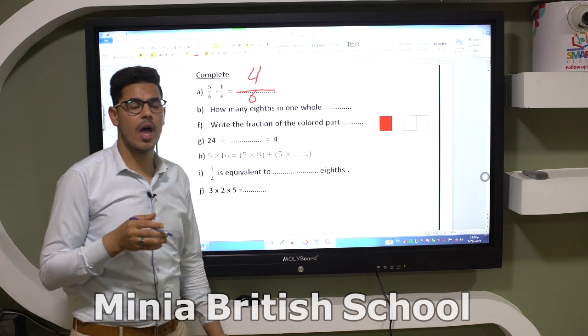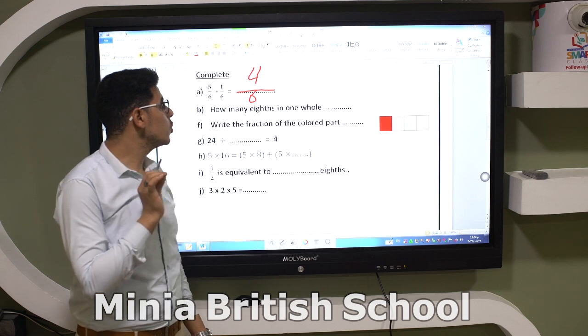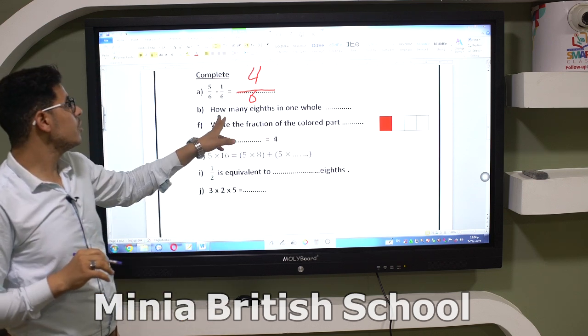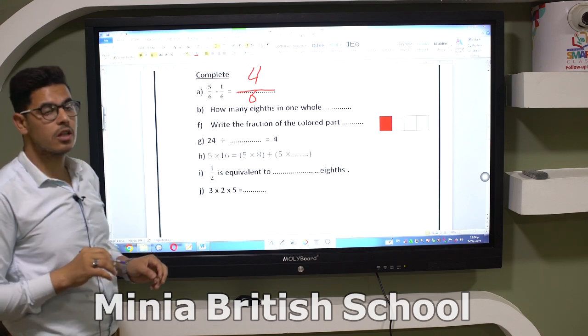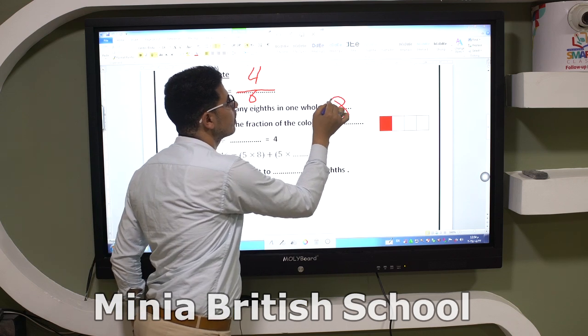The next example, how many 8ths in one whole? If he asks you how many 8ths, how many 7ths, how many thirds, you will write the number of this fraction. Here, how many 8ths? This means how many 8ths in one whole? It will be 8.